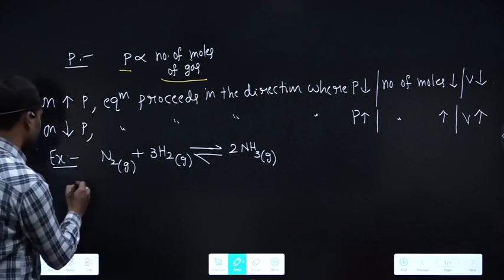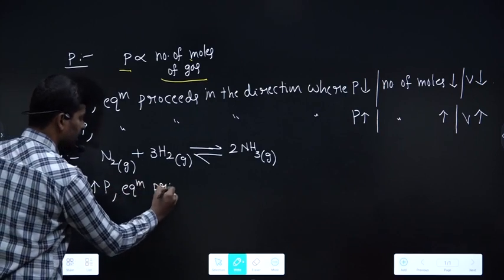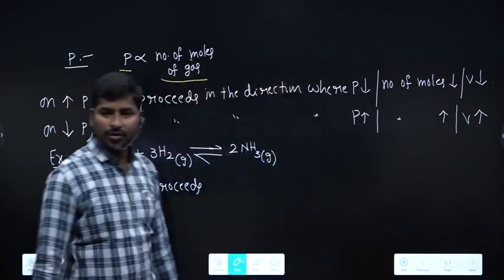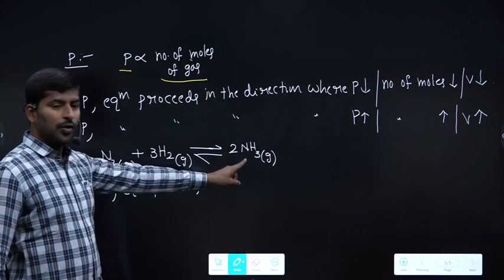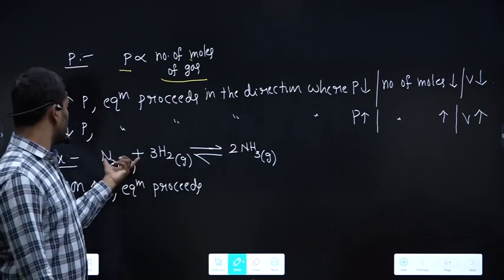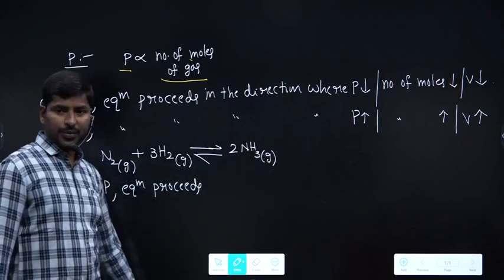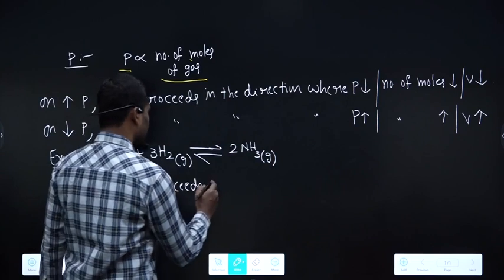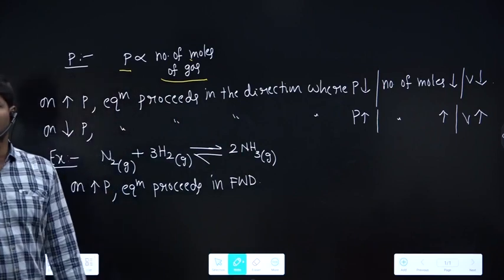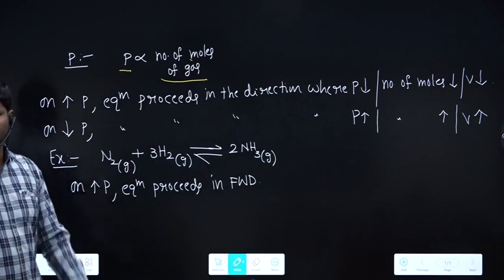Here, on increasing pressure, equilibrium proceeds towards less number of moles. Towards the product, we have less number of moles. Towards reactants, we have 4 moles of gaseous substance; towards product, we have only 2 moles of gaseous substance. So on increasing pressure, equilibrium proceeds in the forward direction. That means high pressure is favorable for formation of ammonia.